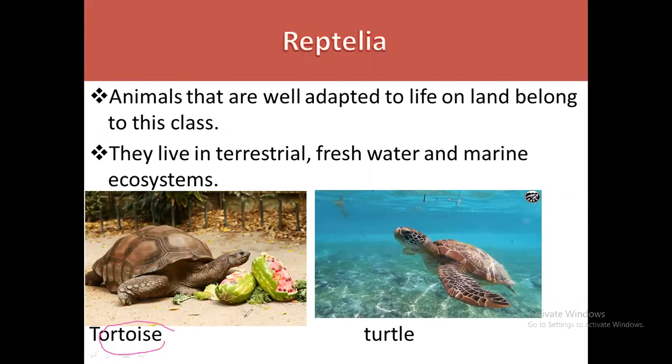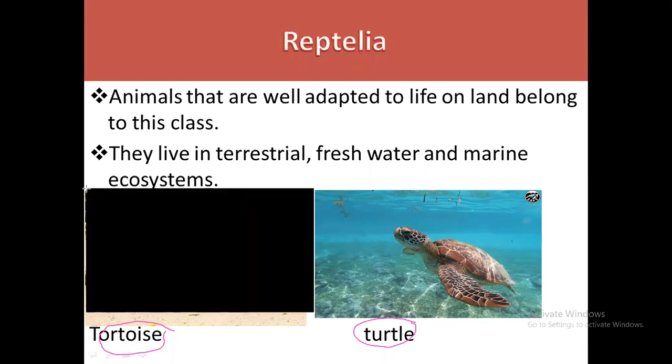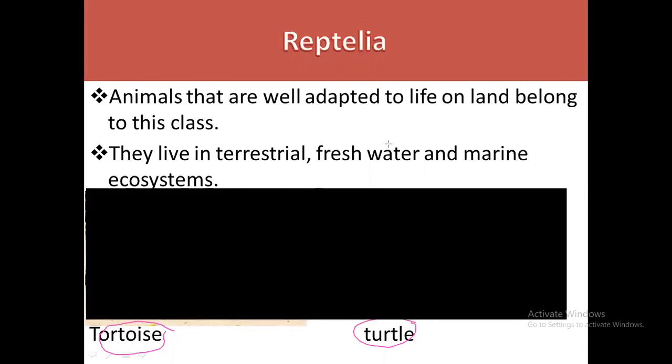Tortoise and the turtle. Not only that, there are some more reptiles, right? Cobra, different snakes are there. Then crocodile, viper. I will write those names also here. Write down those names as examples. Write the tortoise and turtle also. And in addition to that, write down these names also for the examples.